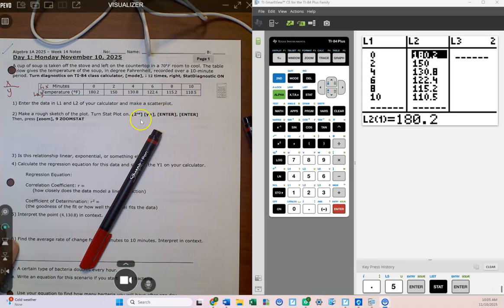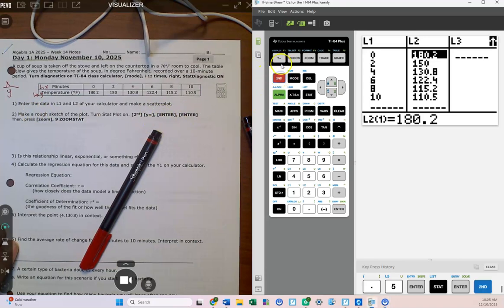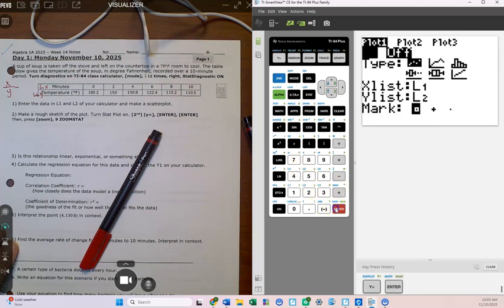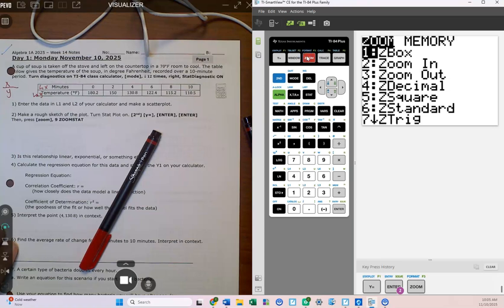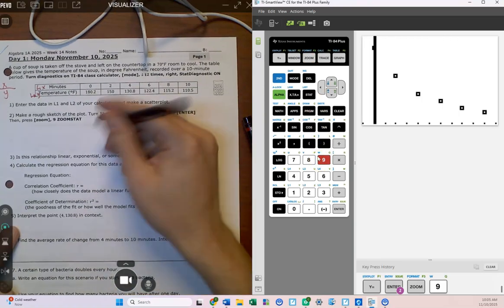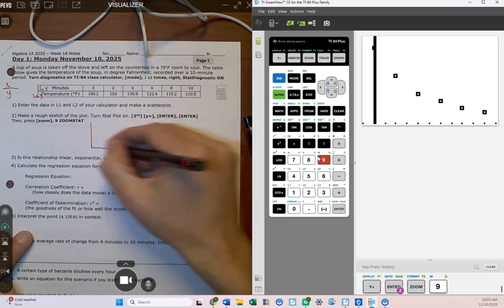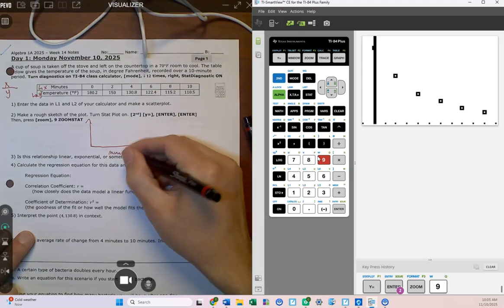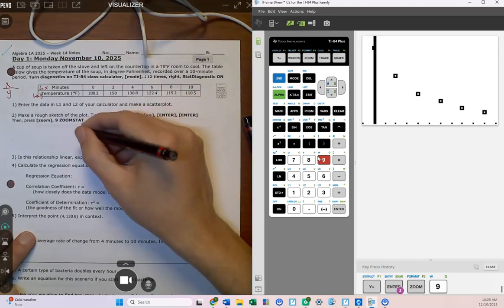Okay, so now we're going to make a rough sketch. I put the instructions on here. You press second, Y equals, enter, enter. I guess it's just one enter. Okay, now go to zoom and press number 9, zoom stat. It's my x-axis, which is minutes. And this is the temperature, Fahrenheit.